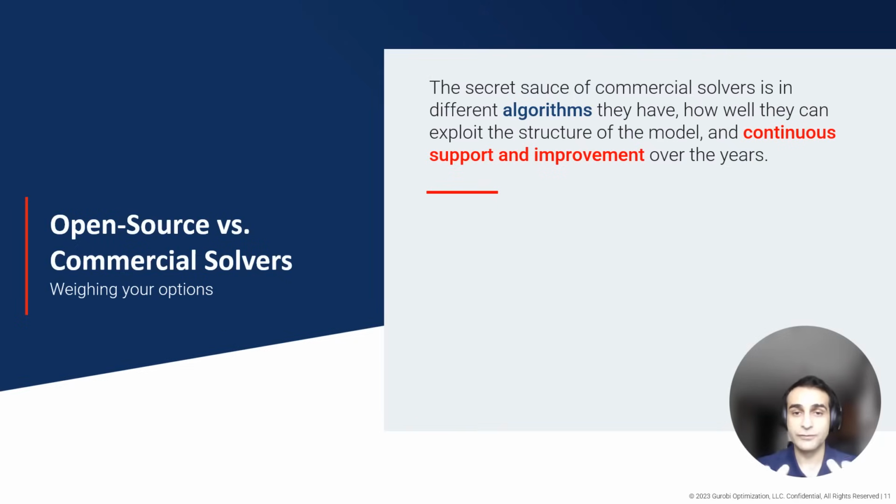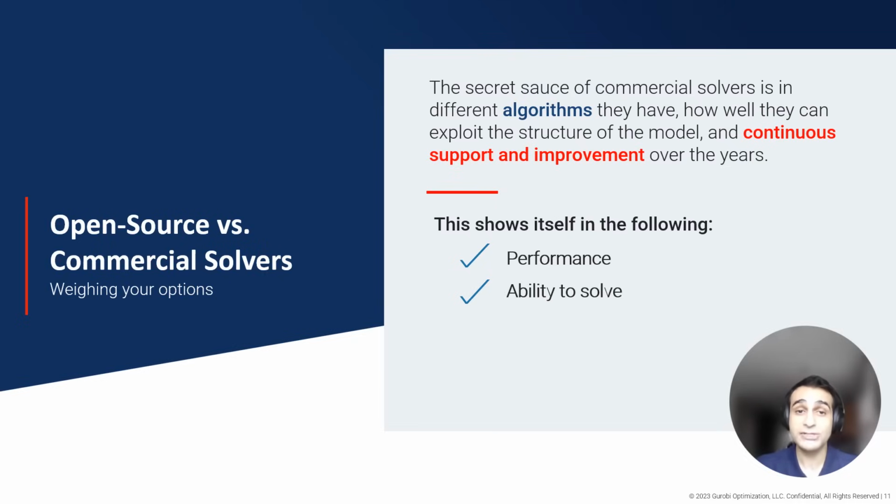The main strength of commercial solvers lies in the many algorithms they have developed and their ability to exploit the model's structure. And the vendors have been continuously supporting and improving these algorithms over the years. Their dominance shows itself in several areas. The first one is performance, which is how fast the solver can solve your problem. Sometimes it's 1 minute versus 2 minutes, sometimes it's 1 minute versus 10 minutes, but it can also be 10 seconds versus 30 minutes. But it's not just about speed. Sometimes open source solvers may struggle with certain types of problems that commercial solvers can handle easily. So it's not just about the speed, but also whether my model can be solved.